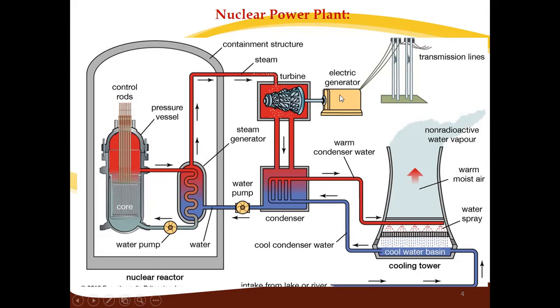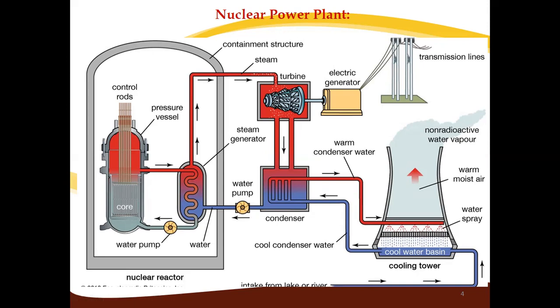Then we have the electric generator, then the transmission line, then the condenser and the cooling tower. All these other parts are the same. Similarly, the water pump, that is the feed water pump. All these other parts are the same as in a thermal power plant.